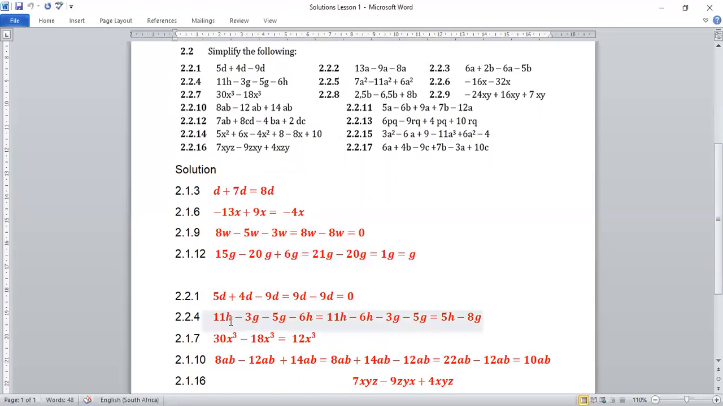2.2.4, you have 11h minus 3g minus 5g minus 6h. Again, grouping terms that are similar. 11 and 6, negative 3, negative 5. When you simplify, you have 5h, negative 8g.